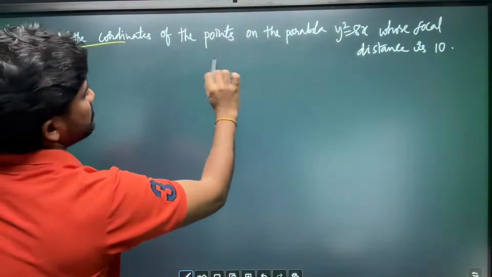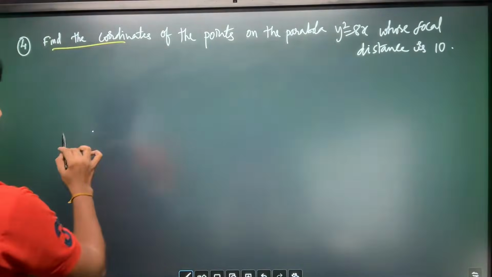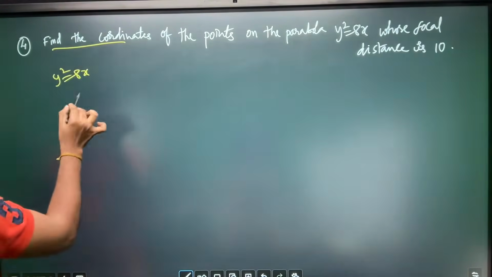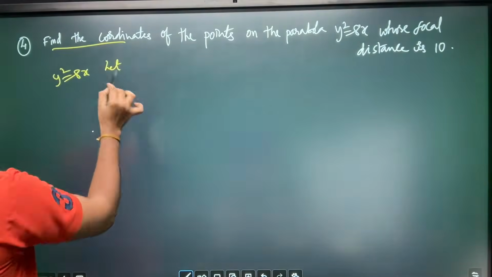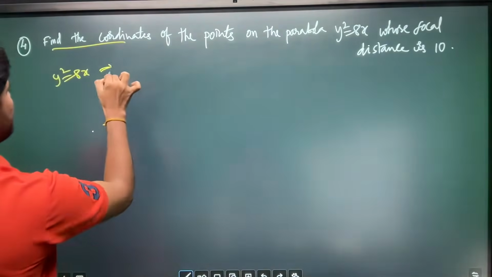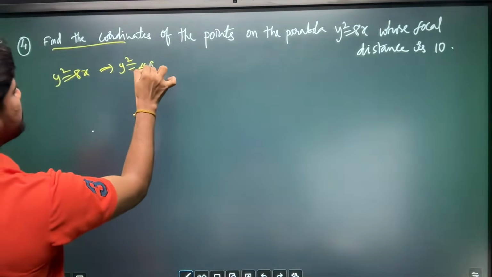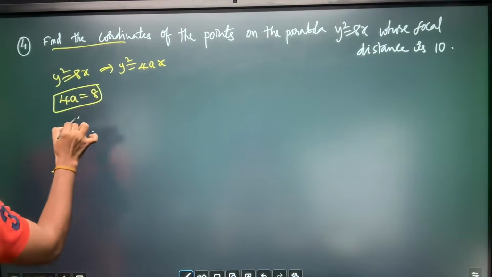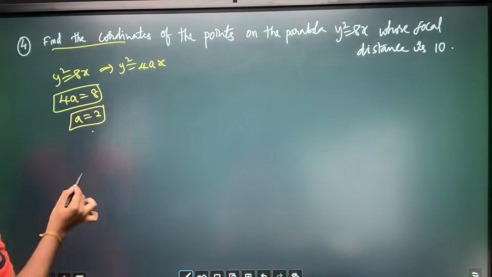Find the coordinates of the points on the parabola. Same process. So y² is equal to 8x. Compare with y² is equal to 4ax. Tell me the value, 4a is equal to how much? 8. So therefore a is equal to 2.